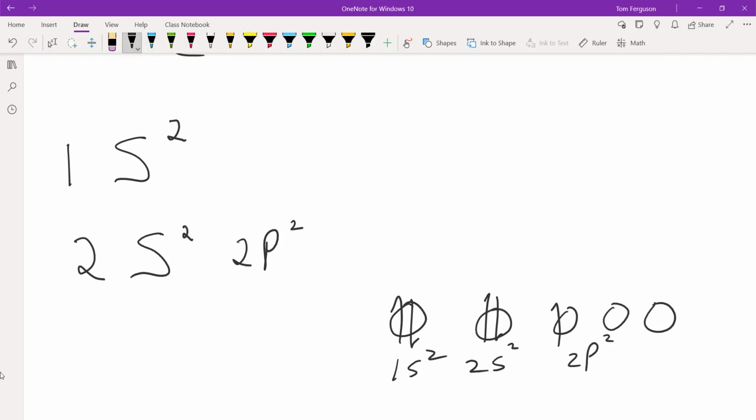And the direction of the arrows doesn't matter. Okay, so that's the most stable configuration for carbon. There's a whole bunch of physicists that came up with this, and that technique is called the Aufbau principle and all this stuff. You don't have to worry about that. The main thing is knowing the reason why the electrons are spread out.